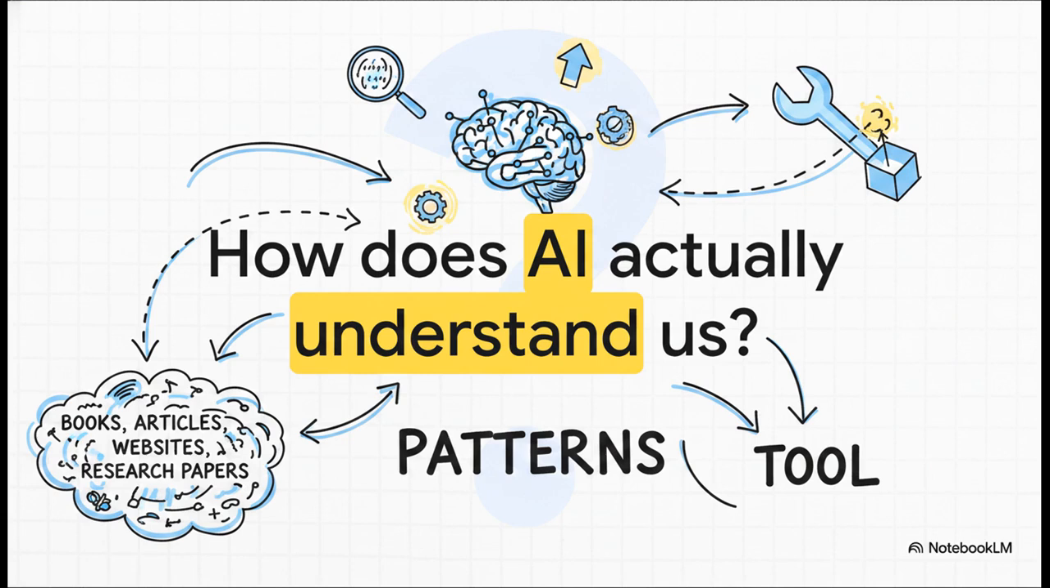Well, it all starts with its diet. These models are trained by scraping massive chunks of the internet. We're talking the entirety of Wikipedia, millions of GitHub repositories, decades of dense research papers. But here's the kicker. They aren't just memorizing facts. They're actively mapping the hidden patterns of human language to become a usable, active tool.